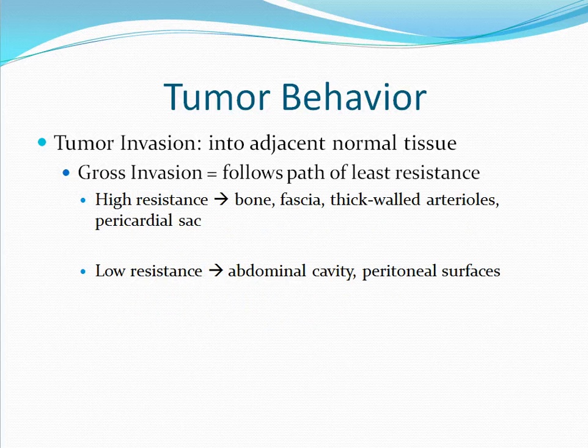Gross invasion means that the tumor cells tend to follow the path of least resistance. High resistance tissues are things such as bone, fascia, thick-walled arterioles, and the pericardial sac. This would be very difficult for tumors to spread through these tissues. Low resistance or least resistance areas are the abdominal cavity and the peritoneal surfaces.